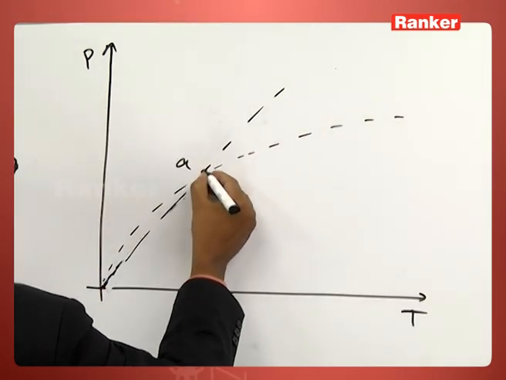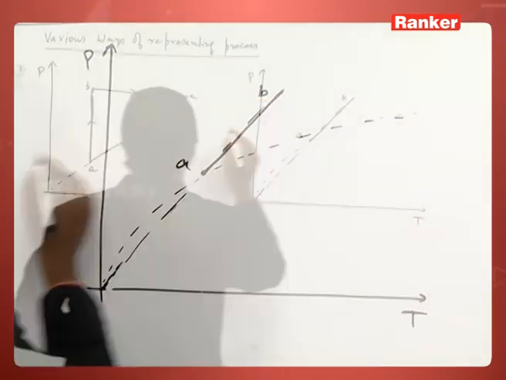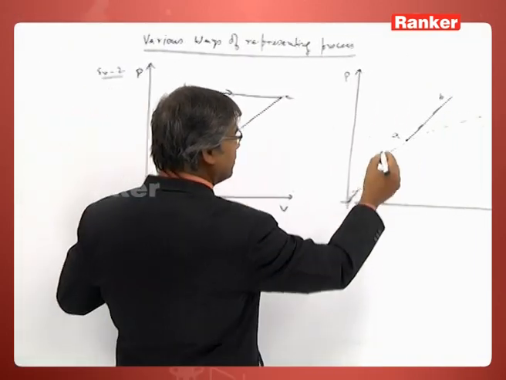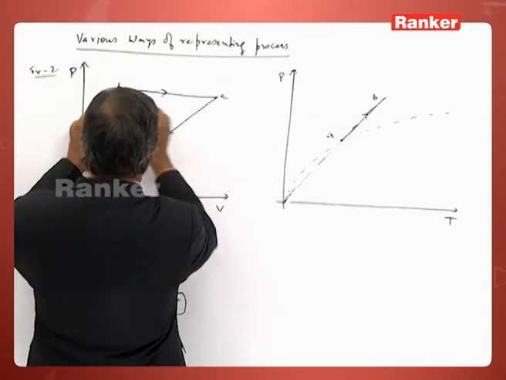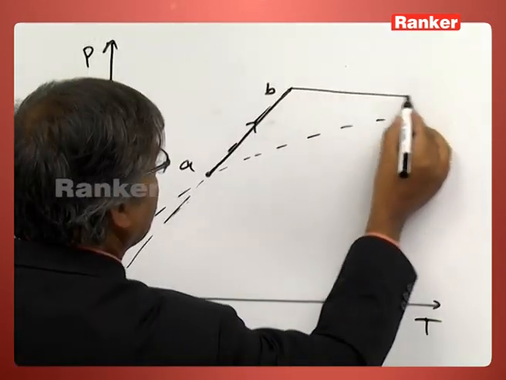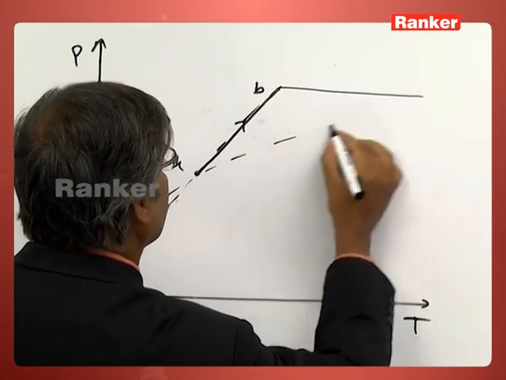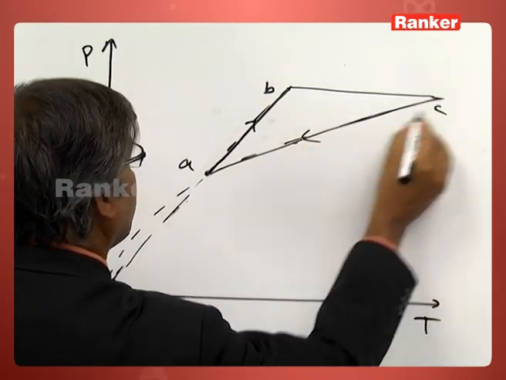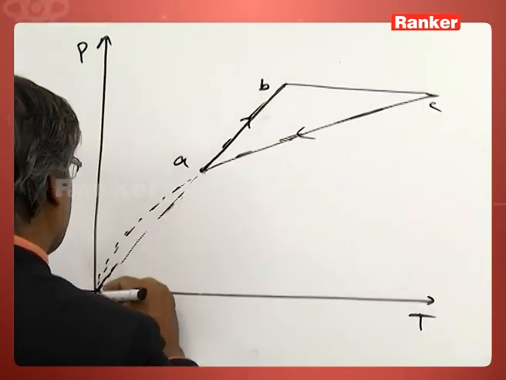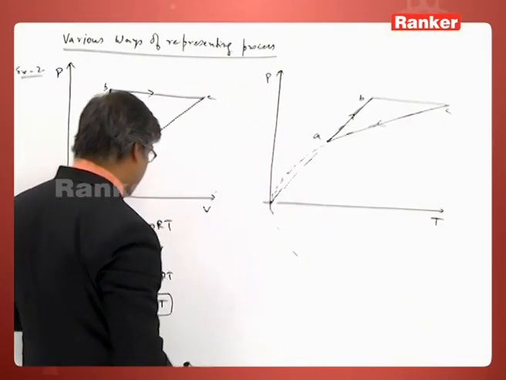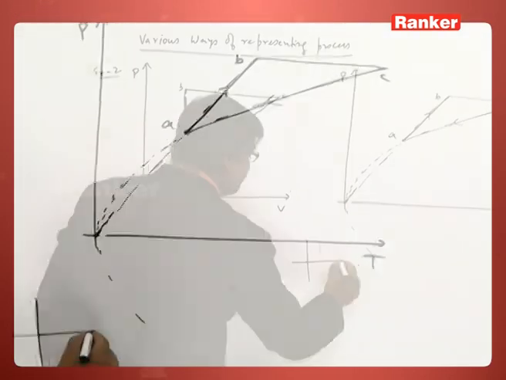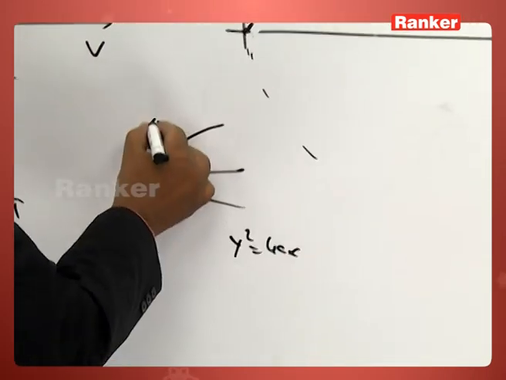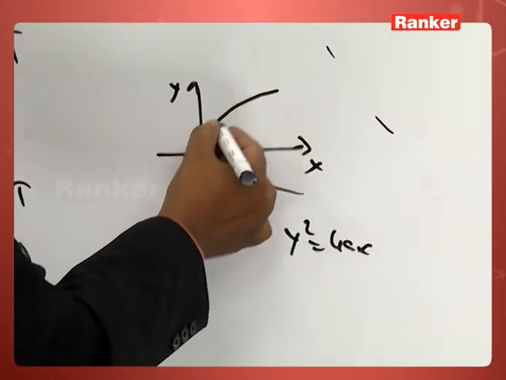This is point A. I have first moved from A to B, where volume is constant. So we went along a line, then B to C where pressure is constant. So B to C I have moved along, and then through this parabolic path I have come back to A. This is a parabolic path which passes through the origin, something like this. You recall the parabola: y square is equal to 4ax is a parabola like this, where we have y and this is x. So it passes through the origin.